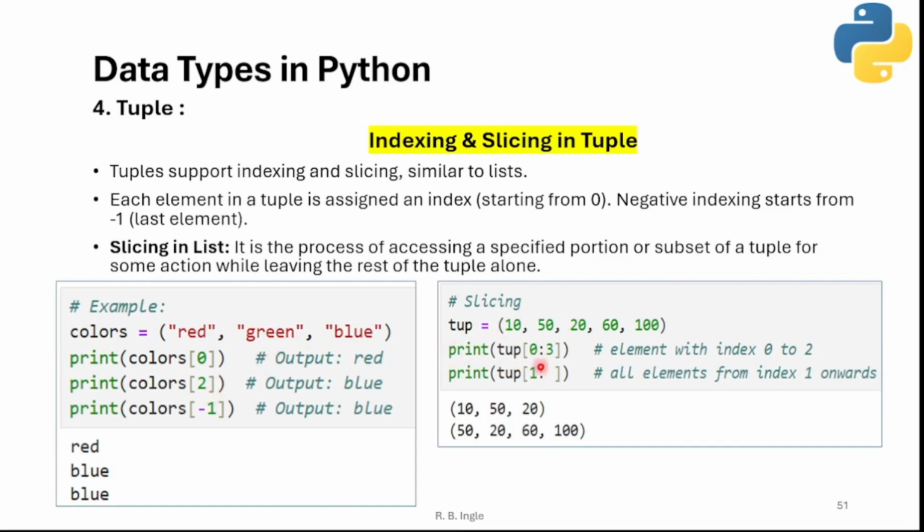Slicing is again the same here. Here I can see 0 colon 3. So 0 colon 3 means 10, 0, 1 and 2 will be printed. So 10, 50 and 20 is printed here. If you write 1 colon blank, it means start from index number 1 and go till the last index. So it is 50, 20, 60 and 100.